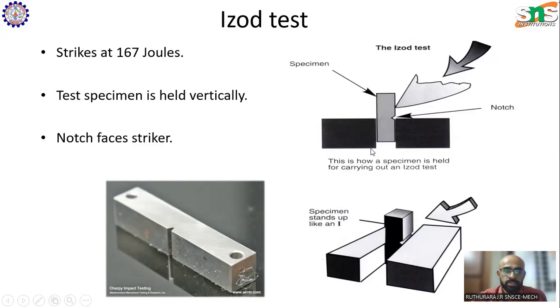Here a notched specimen is used. This is an important part. Why are we using a notched specimen? If it is a ductile material, it will not break easily. If it's a brittle material, it will break easily. But if it's a ductile material, it will bend, it will not break. In order to break the material, we make a notch.